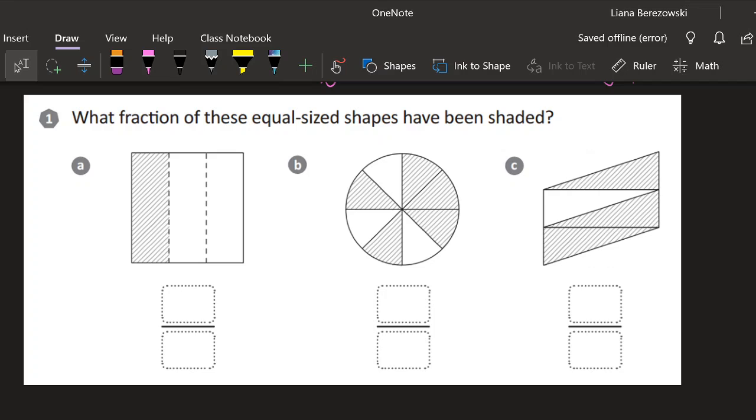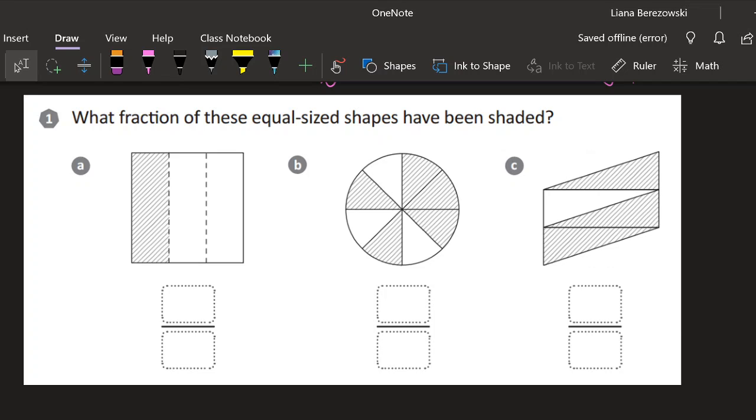So this type of question is a little bit different. It's asking us what fraction of these equal sized shapes have been shaded. In this question, we have our shapes, part of them are shaded in, and what we want to do is create a fraction that represents these shapes.